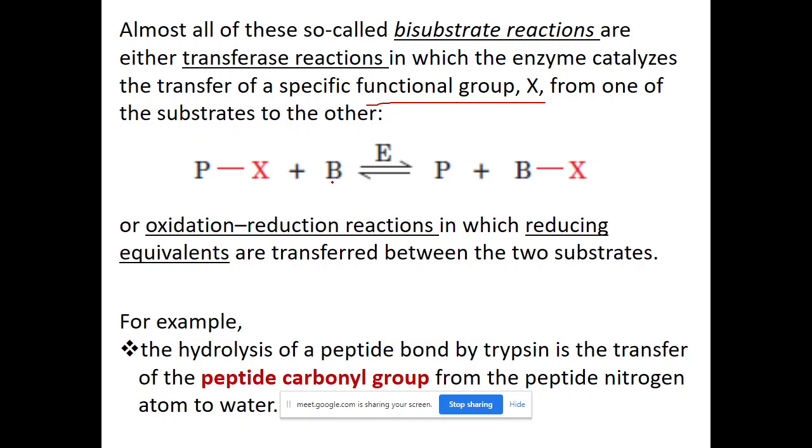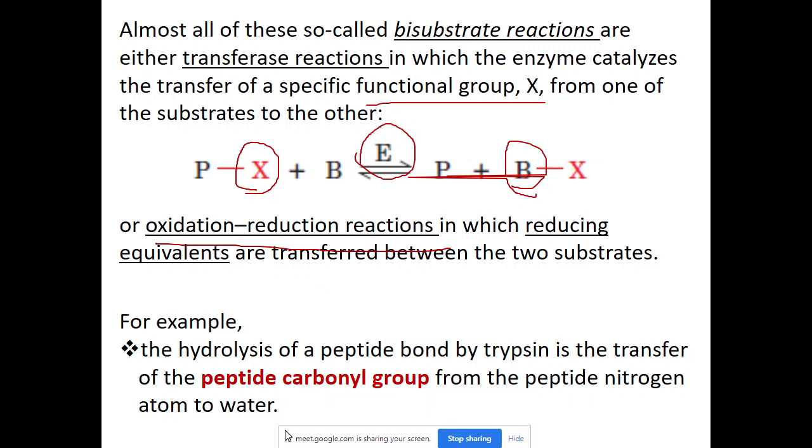So what is happening in these bi-substrate reactions? There is a transfer of a functional group. The functional group here is X. This X, with the catalytic action of the enzyme, is transferred to another substrate called B. This is one kind of mechanism that happens in the bi-substrate reaction. On the other hand, you can also have an oxidation reduction reaction. This also can be possible.